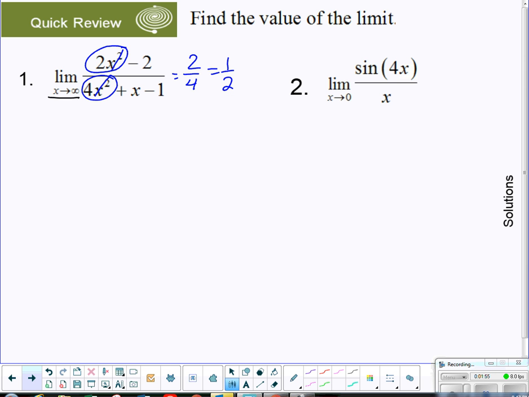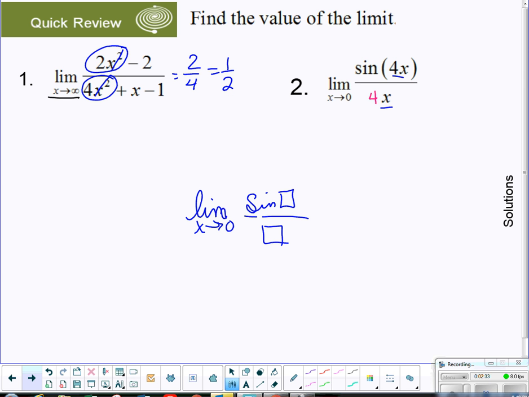The next one is a good review from AB, where we had a special sine function that we worked with. It was the limit as x goes to 0 of sine of something, and it didn't really matter what that something was, just the fact that it was the same argument of sine over a polynomial on the bottom. In this case, we've got 4x compared to x, and obviously not the same, huh? So the trick is, let's make this the same. I'd love to see a 4 in there.